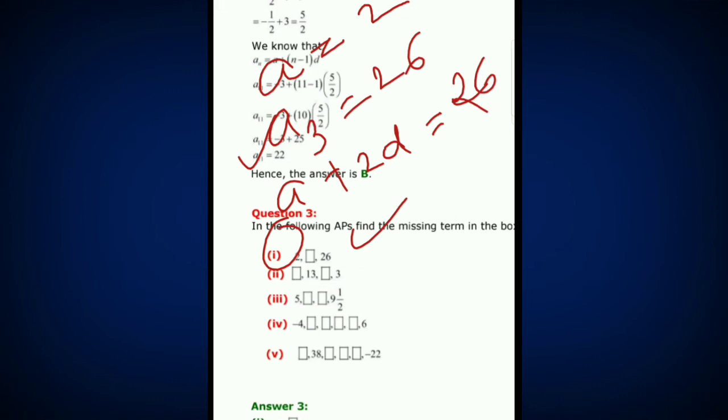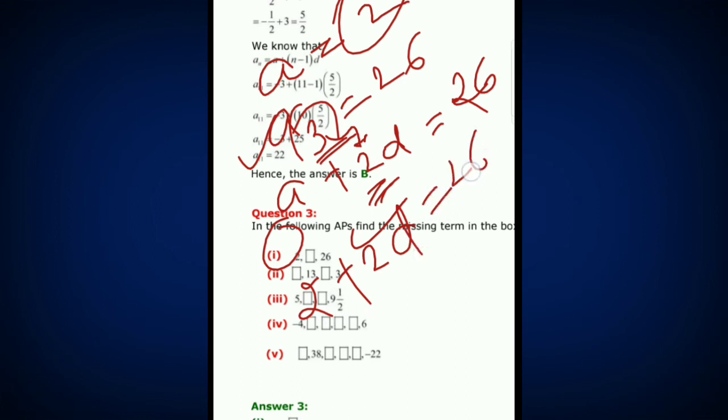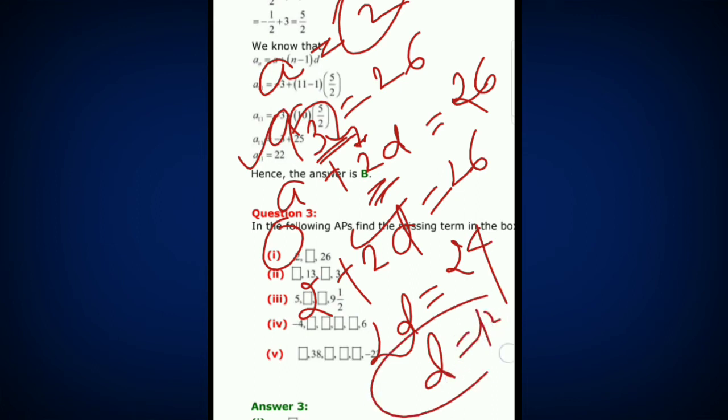Why is it 2d? Because we get a number one less than the term number. If it is written 3, then we write 2, because in the formula you have studied n minus 1. The value of a is 2, you will put it here. 2 plus 2d equals 26, so 2d equals 24, which means the value of d will be 12.